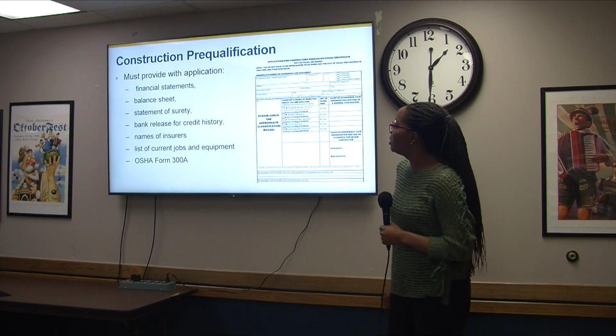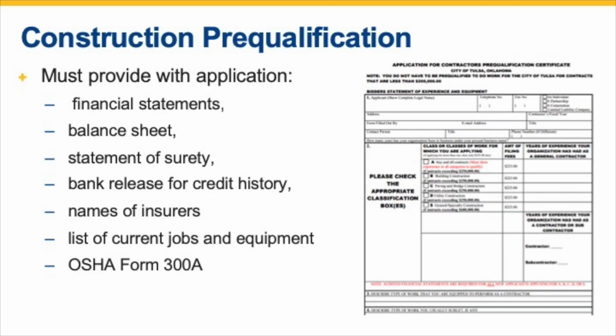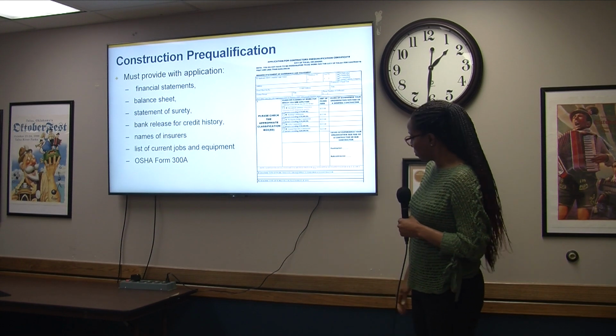Okay, so these are the requirements for the pre-qualification application that you must turn in: your financial statements, balance sheet, a statement of surety, bank release of credit history, name of insurers, list of current jobs and equipment, and the OSHA Form 300A. I'm not going to go into too much detail with that because the City Clerk's Office handles that, and they'll be able to give you some factual information. I do have, though, the OSHA Form 300A. I did not know what that was, so I don't know how many people are familiar with that, but I have that handout to be passed out for you to review if you're not sure. And this is what the application looks like. Go forward.